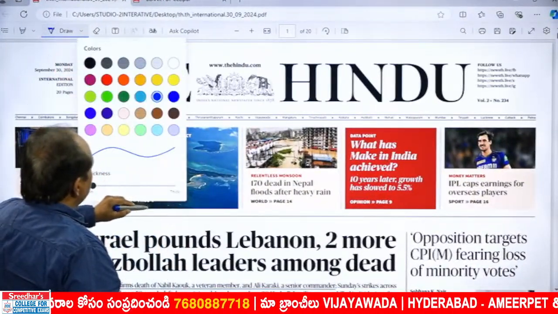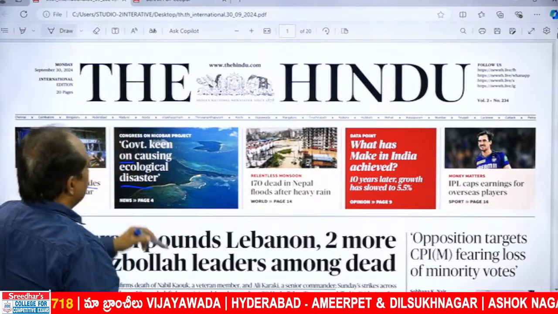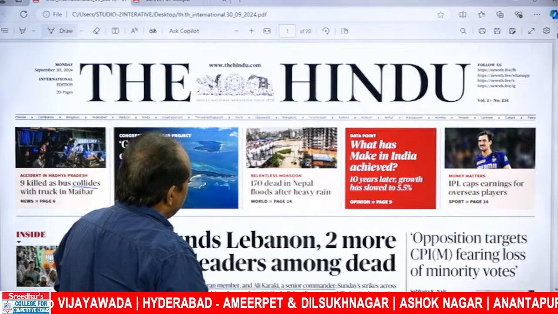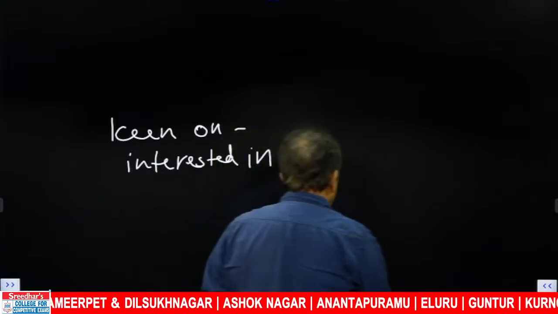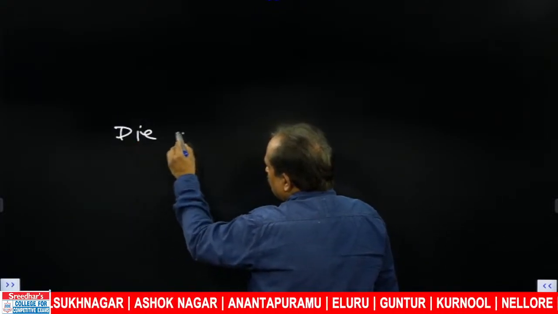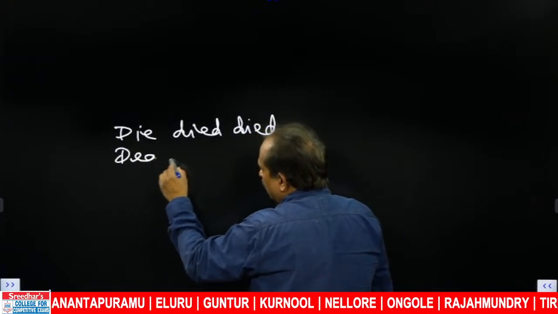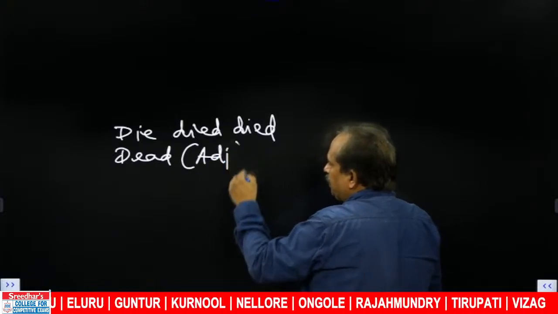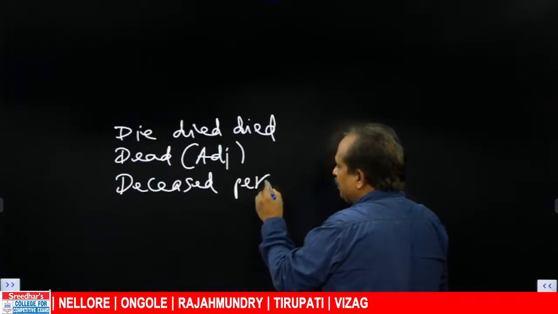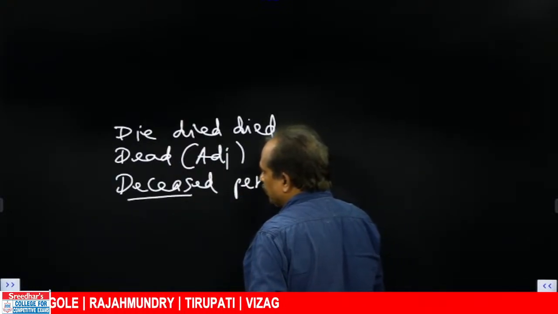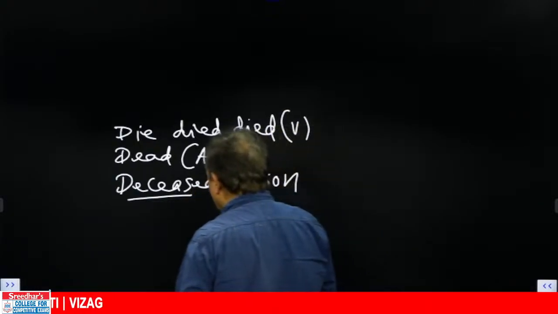The next snippet we have here. "170 dead in Nepal floods after heavy rain." There's one word here, dead. Based on that, you have to recollect, one died. Simple word. But what is the word used over there? Dead. A dead person, part of speech, adjective. And you have to recollect the word deceased person. Deceased also means the same, a dead person. Dead person, deceased person. Died, that is a verb. All these you have to recollect.